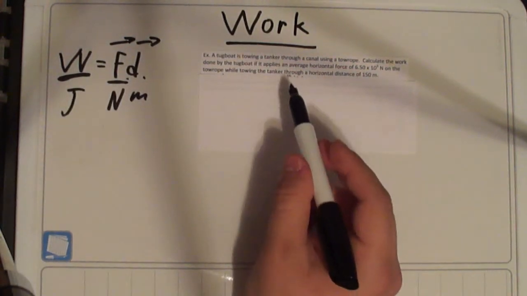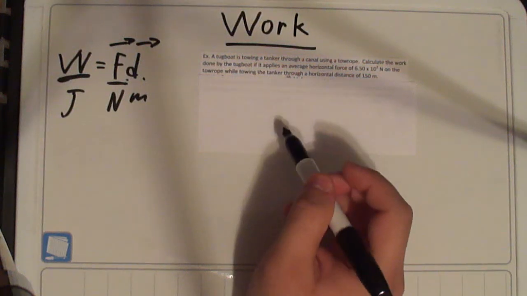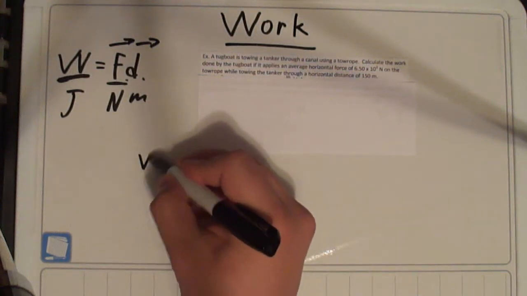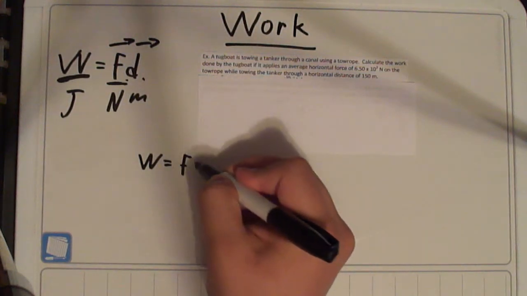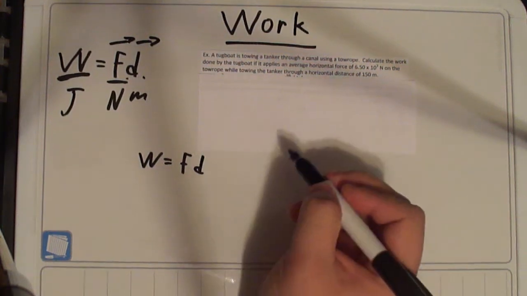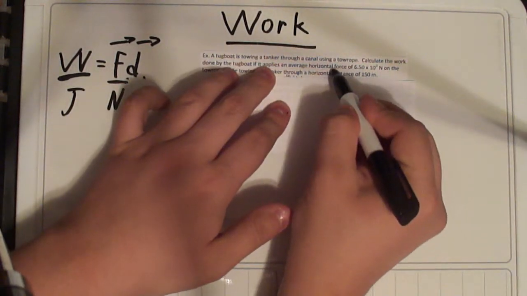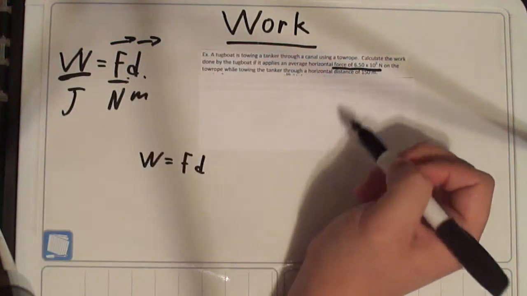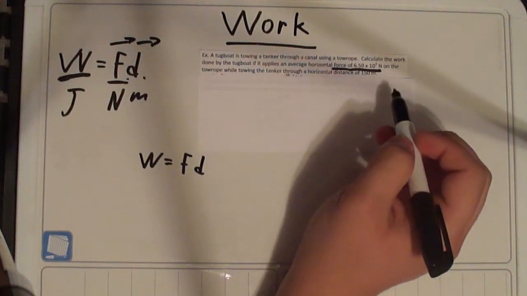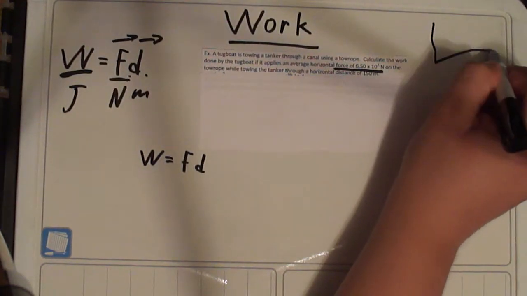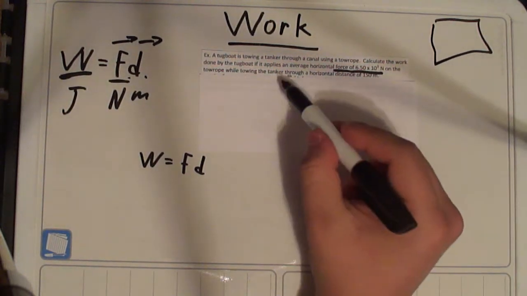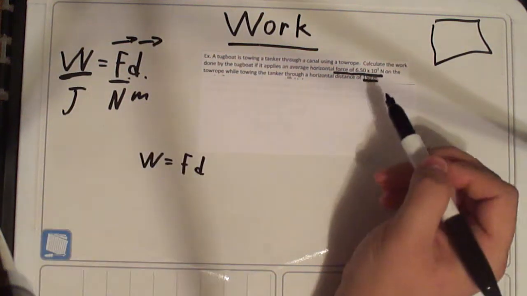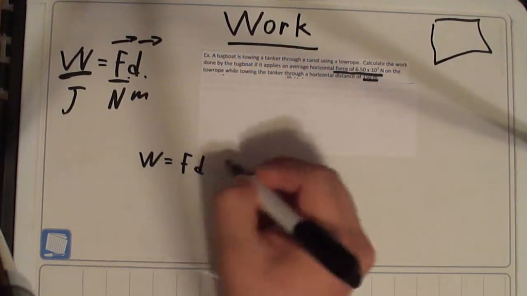So this is a very simple work equation. So automatically you can just go, okay, work equals force times distance. So you then have an average horizontal force of 6.5 times 10 to the 3 newtons. That goes back to my scientific notation video. On the tow rope while towing the tanker through a horizontal distance of 150 meters. Pretty nice and simple. So obviously it's just plug your numbers in.